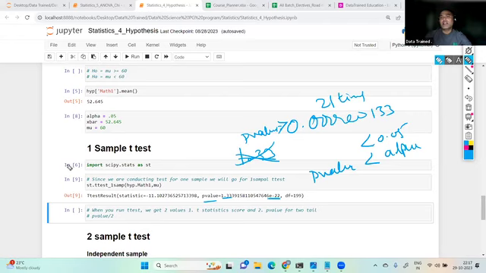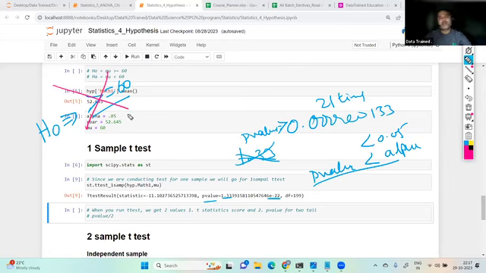We reject the null hypothesis. What was the null hypothesis? The null hypothesis was that this type of students will score greater than or equal to 60 marks. But based on the p-value, we will say that no, these students will not score greater than 60 marks. That is when we conduct the one sample t-test.